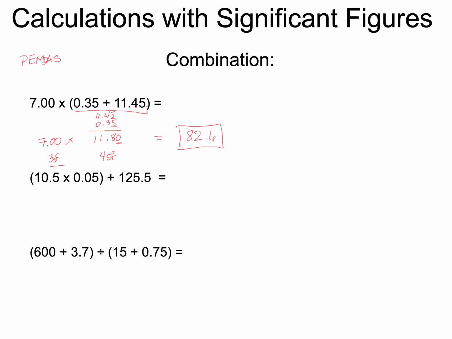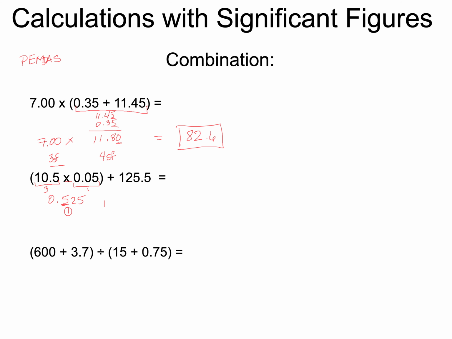So let's do the same thing with the second problem. Let's take 10.5 and multiply it by 0.05. In my calculator, I get 0.525. Okay, but note that this is multiplication, so we go by lowest number of sig figs. This is 3 sig figs. This is 1. So it really means that this number, the 0.525, should be in 1 sig fig. However, if I round now, that could affect my answer in the end. So what I do is I just keep in mind that it's 1 sig fig here, but I still leave the rest of the value here.